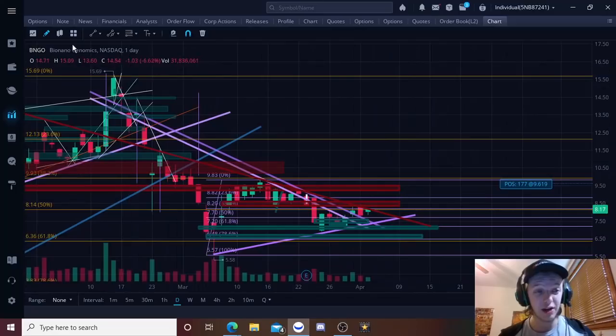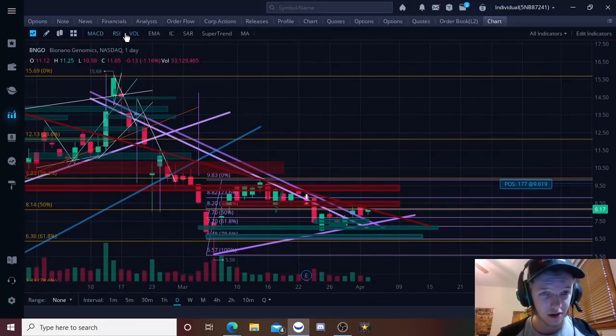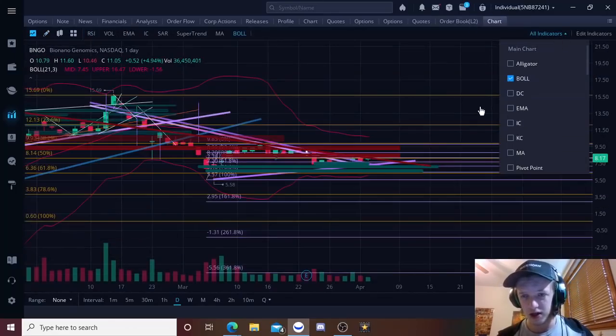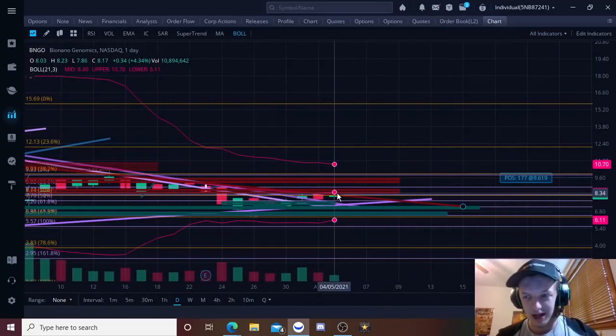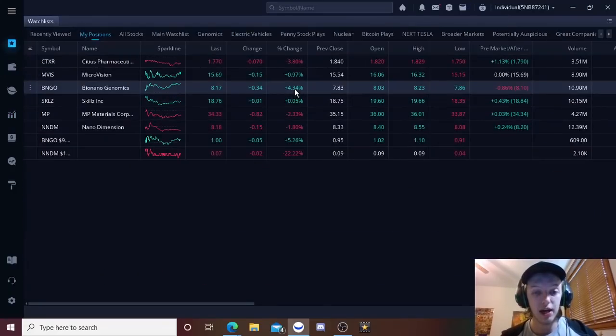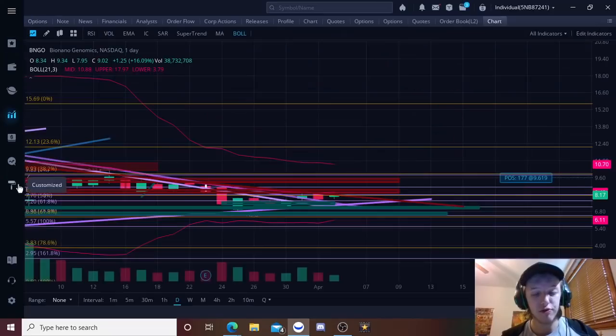Quickly going over some other indicators just so I can show you there's nothing really crazy here. I want to put the Bollinger Bands on. Okay. The middle Bollinger Band is still trading at 840, and we are currently trading at 817. We did push higher on the day. We're at 4%. We're not doing too great after hours.